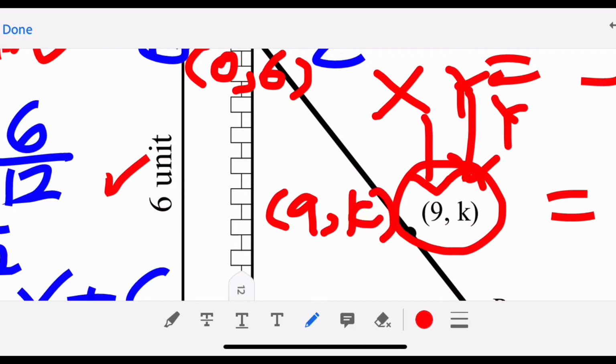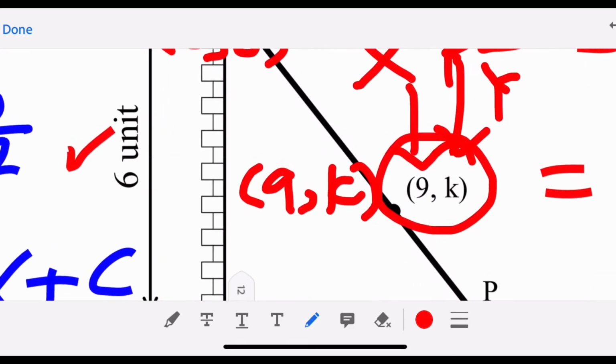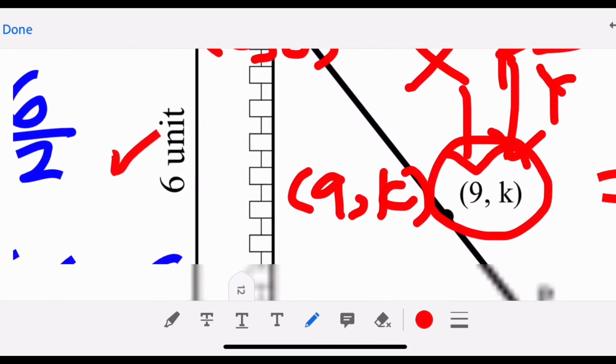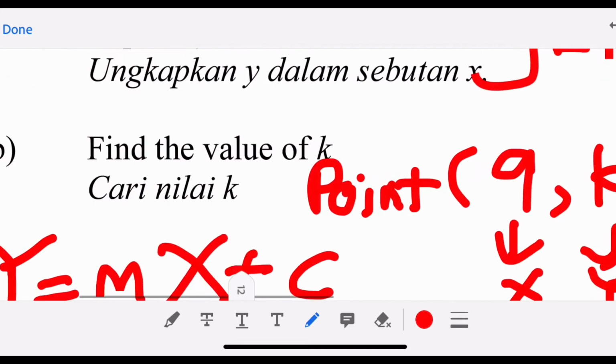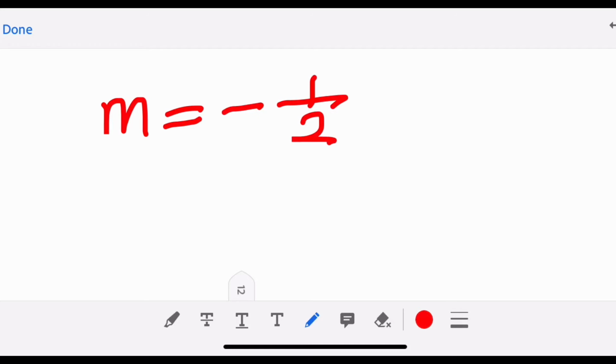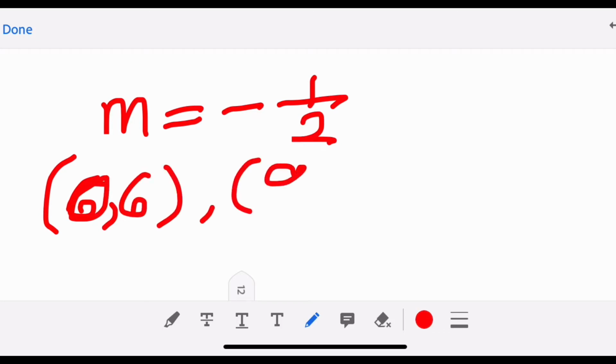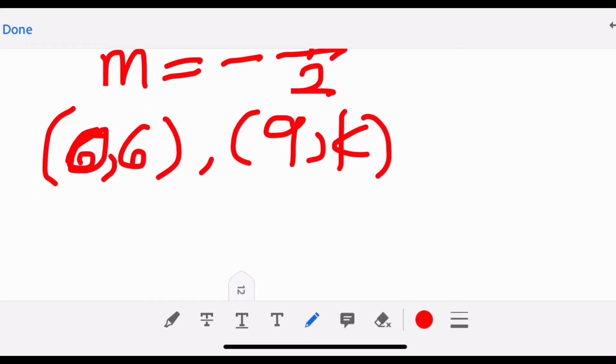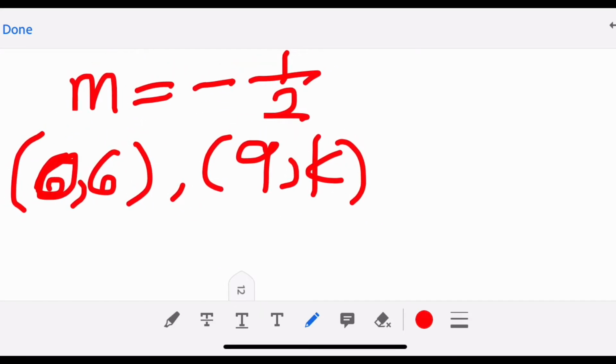Alright, okay. Maybe you can try another way by labeling point 0, 6 and 9k, and then you try to find the gradient for those 2 points. So we try another alternative way. So let's say we knew that the gradient is negative half. So we're going to find the gradient of those 2 points, 0, 6 and 9k, because the gradient for these 2 points should be equivalent to negative half.